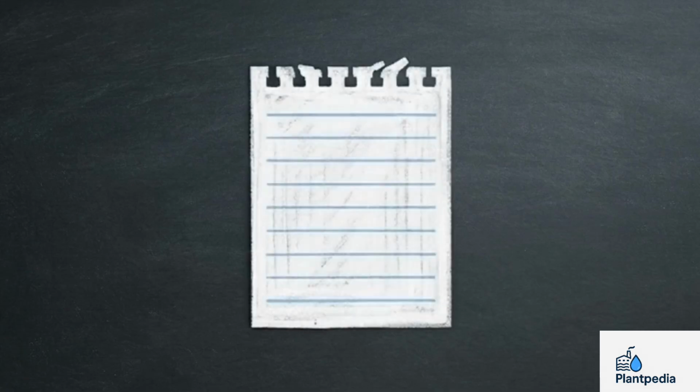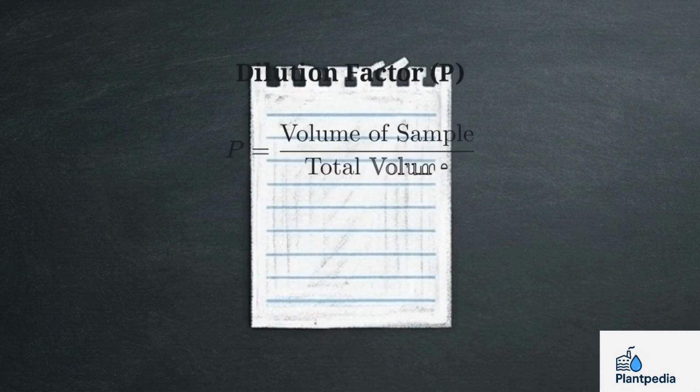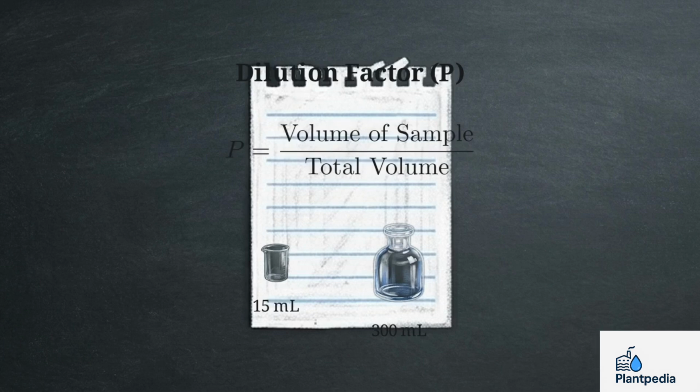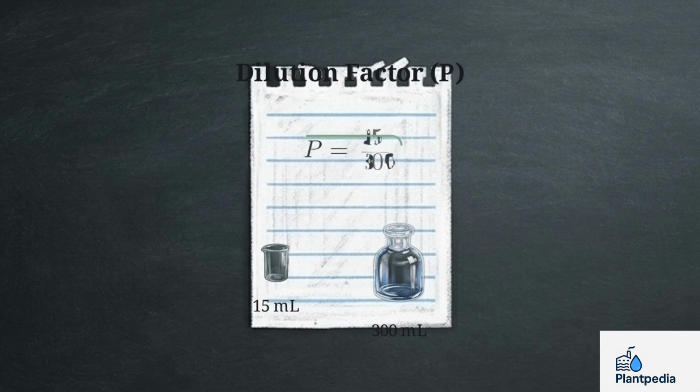Look at this formula on screen, representing the dilution factor, known as variable P. It measures the ratio of your raw wastewater relative to the total volume in the bottle. If you started with 15 milliliters of wastewater in a standard 300 milliliter bottle, P equals 15 divided by 300. That gives a dilution factor of 0.05.